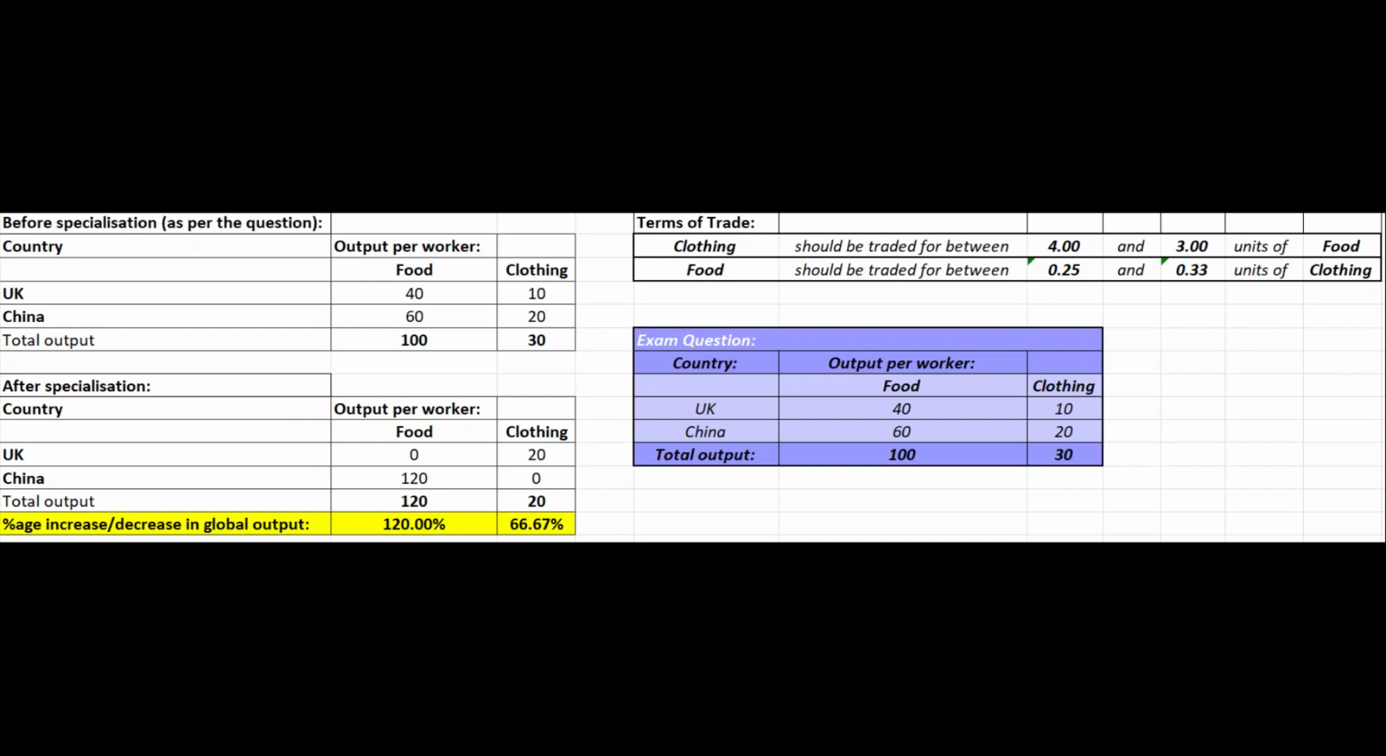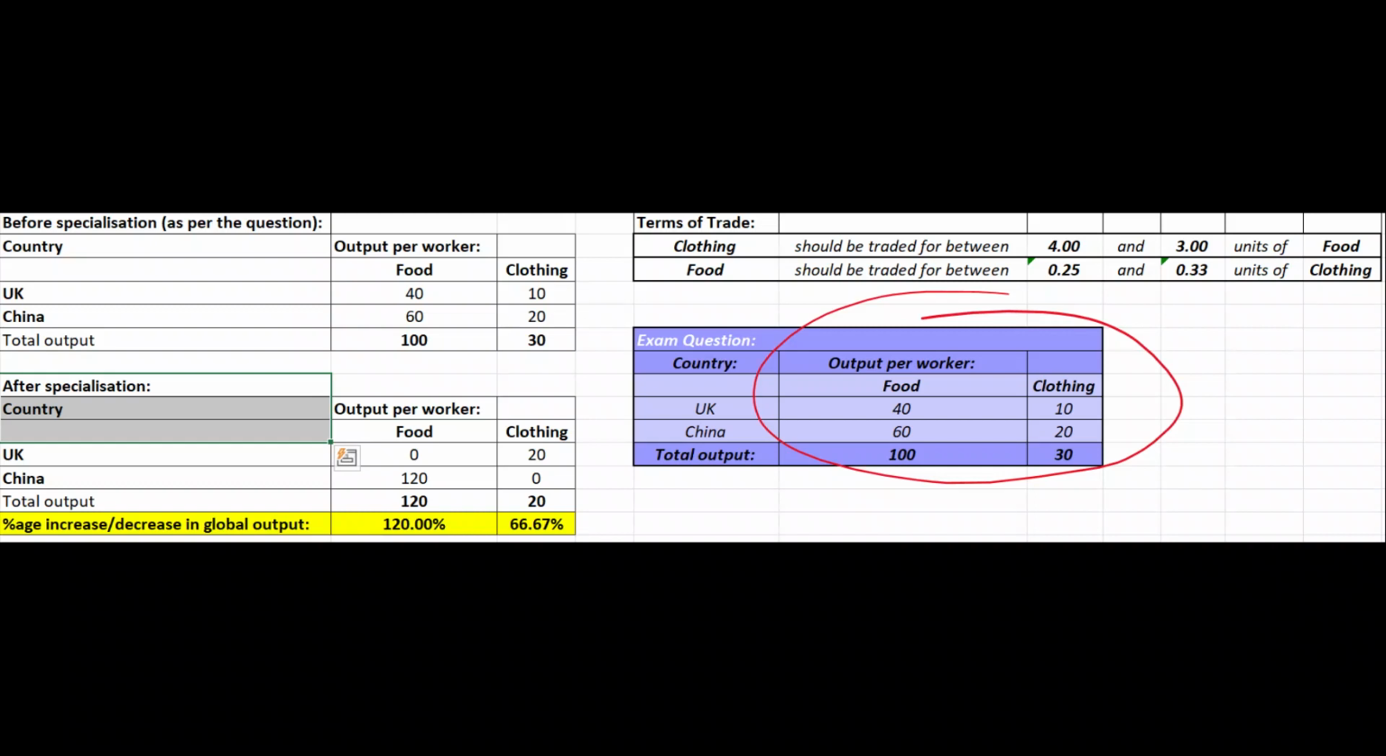In the question on comparative advantage, there can be a problem establishing which country should specialise in the production of which good. So I've taken a question here from a couple of years back and filled in the information and tried to work out, should the UK specialise in food or clothing? So assume that you're unsure about this, just pick one.